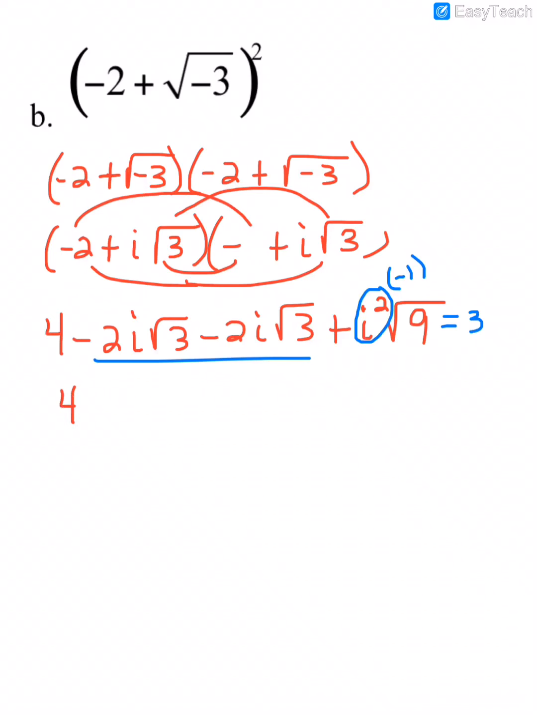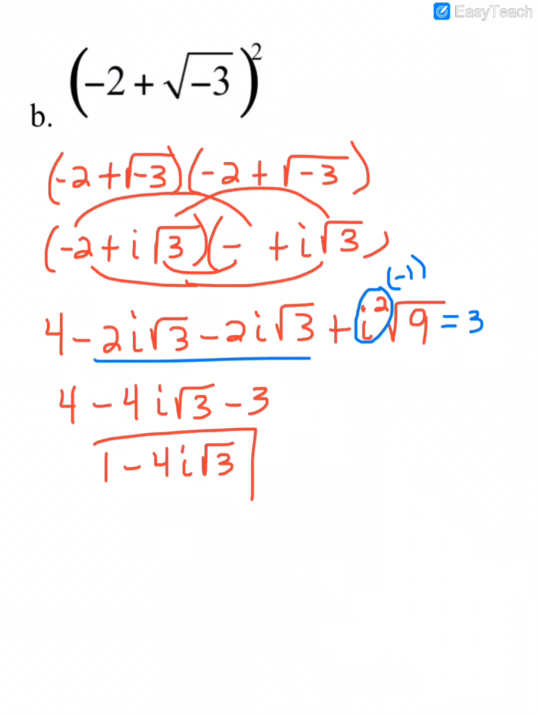Okay, so I have 4. When I combine those like terms, that gives me a negative 4i square root of 3. And then that negative 1 times 3, that's negative 3. When I combine my like terms, 4 minus 3 is 1, and that's 1 minus 4i square root 3. And that's my answer.